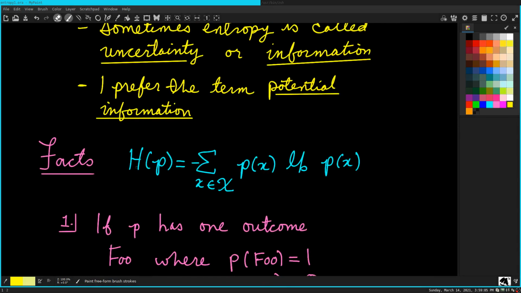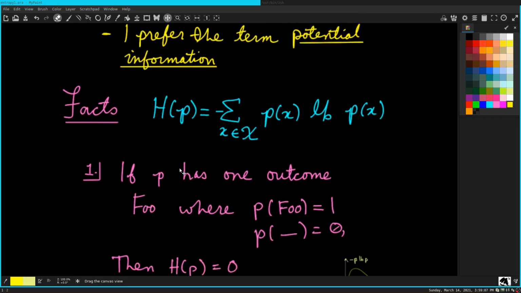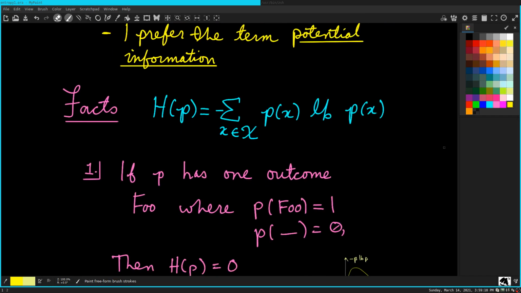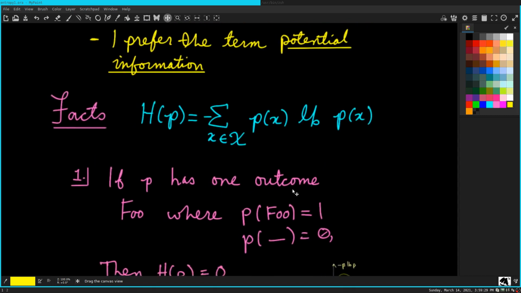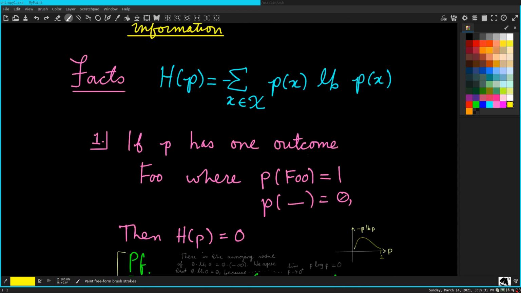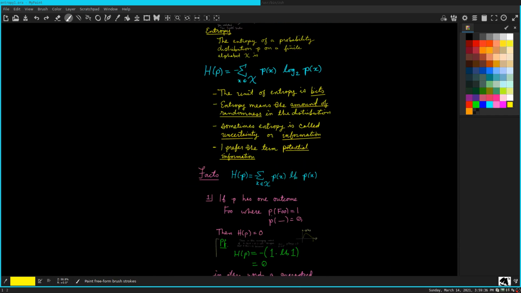So, facts. Here's the formula again. I use the notation, oh, I turned it on eraser mode, that's why. I use the notation, let me make that much smaller, I use the notation LB to mean binary logarithm. So that's what that means. So let me list these facts right away, without getting into too much gory detail.